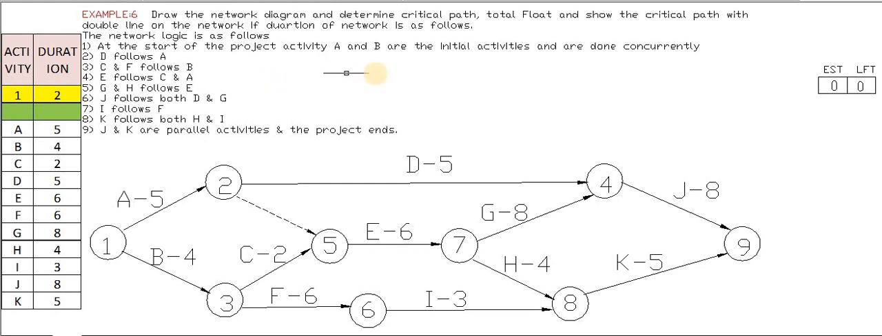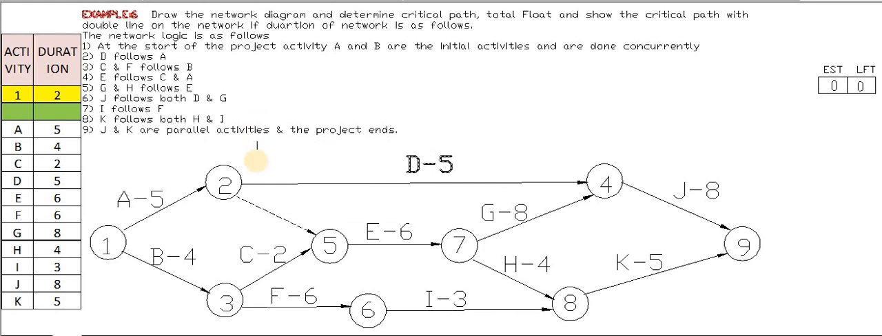At the start of the project, A and B are the initial activities. Yes, A and B are the initial activities and are done concurrently. Yes, they have started concurrently. So this is the same. Okay, what is serial number 2? D follows A. That means D will be started only after completion of A. Yes, here A is completed and D has been started. What about durations? Duration is 5. So this part is also completed.